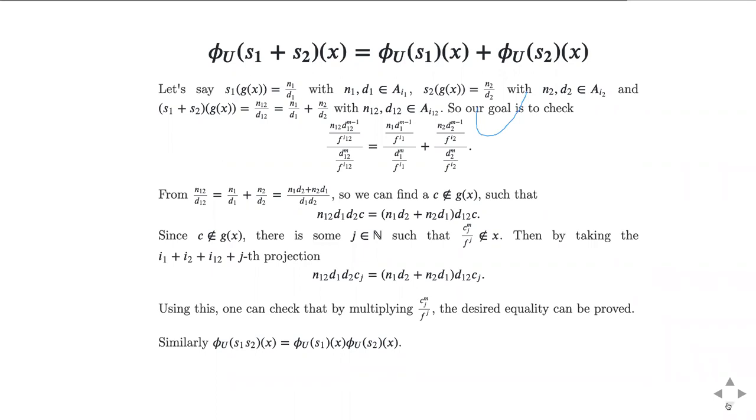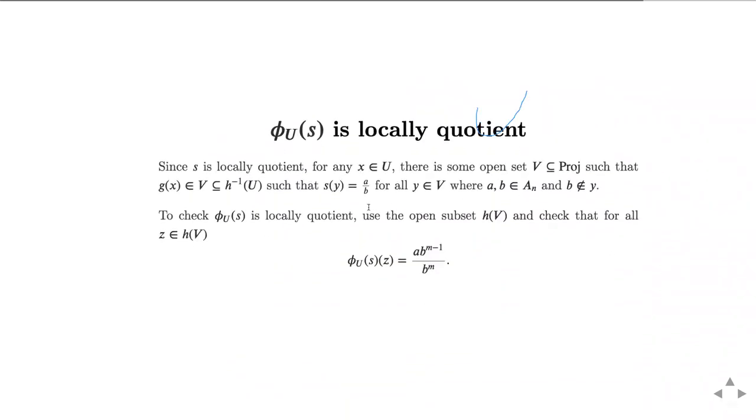And we then need to check that phi is actually locally a fraction of things. We will be using that phi_U of s is locally a fraction, and that s is actually locally a fraction. Which means for every x in U, there will be some neighborhood of x such that g of x is always locally a fraction.